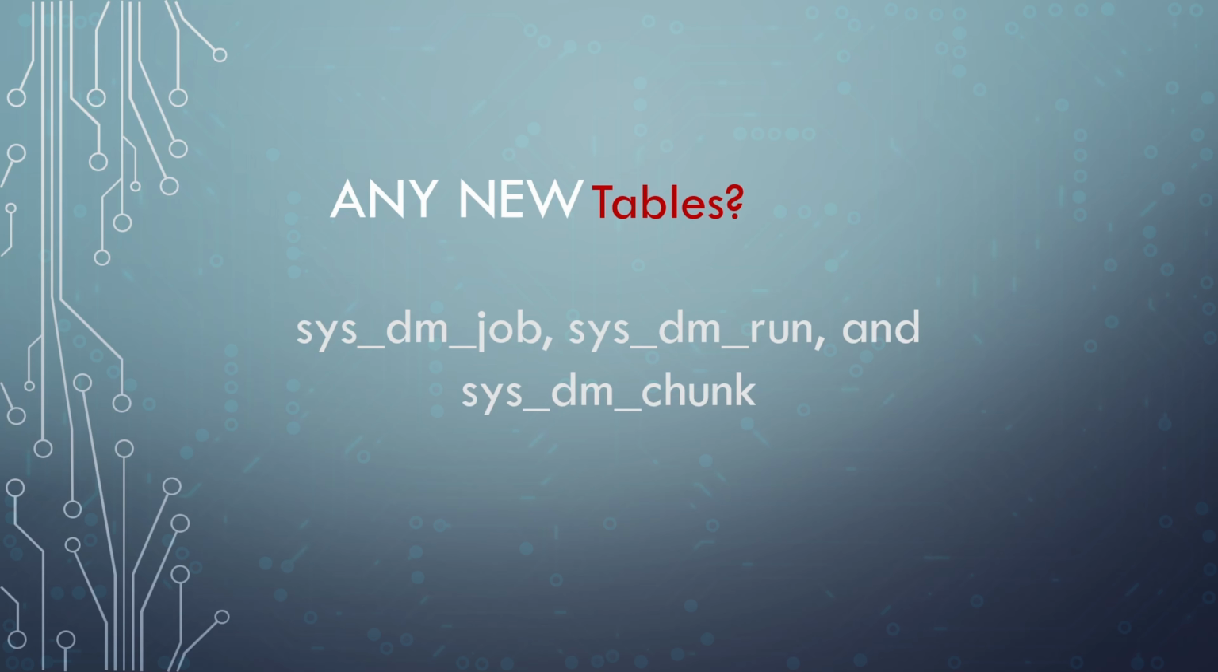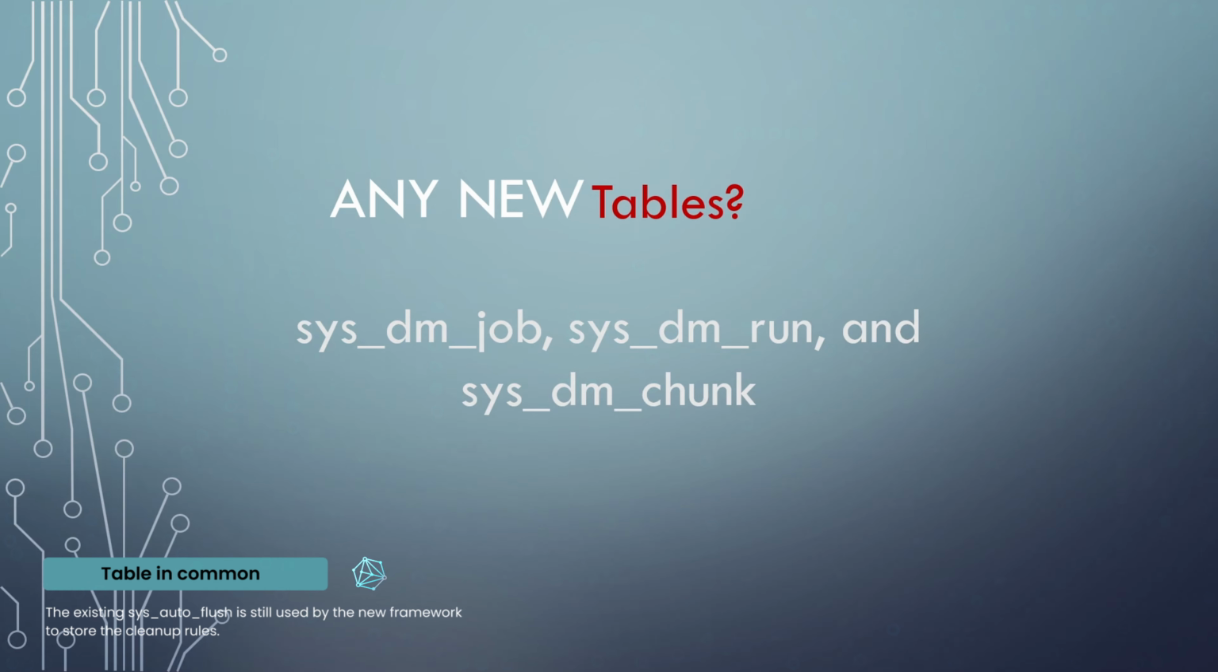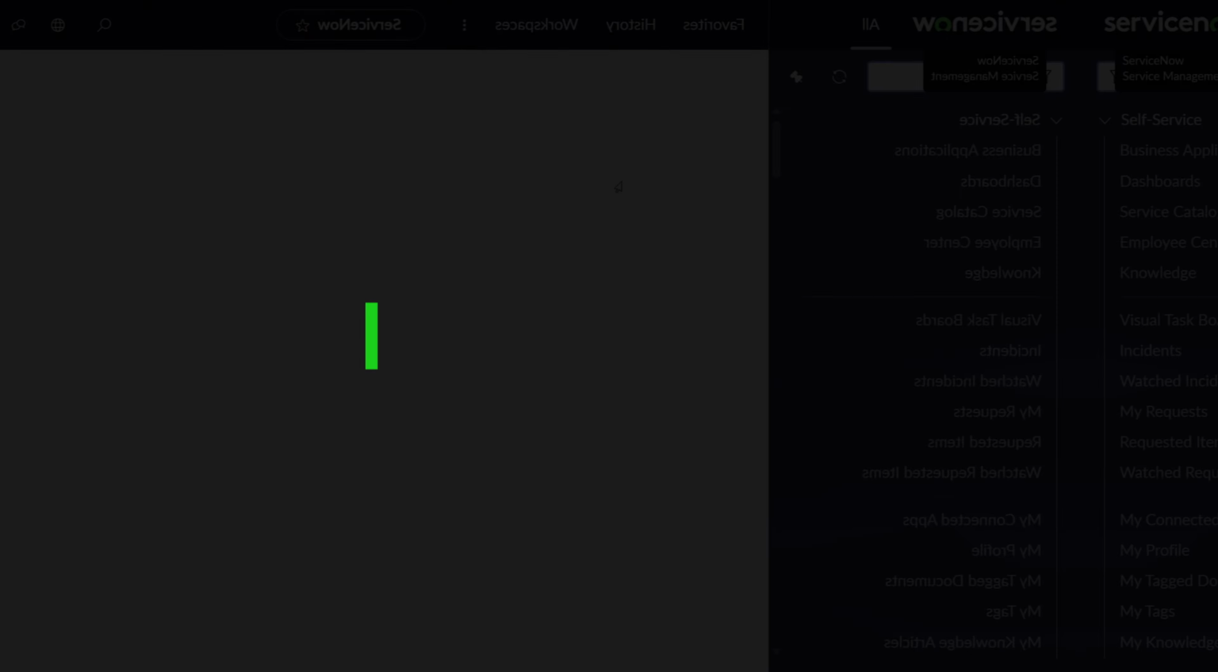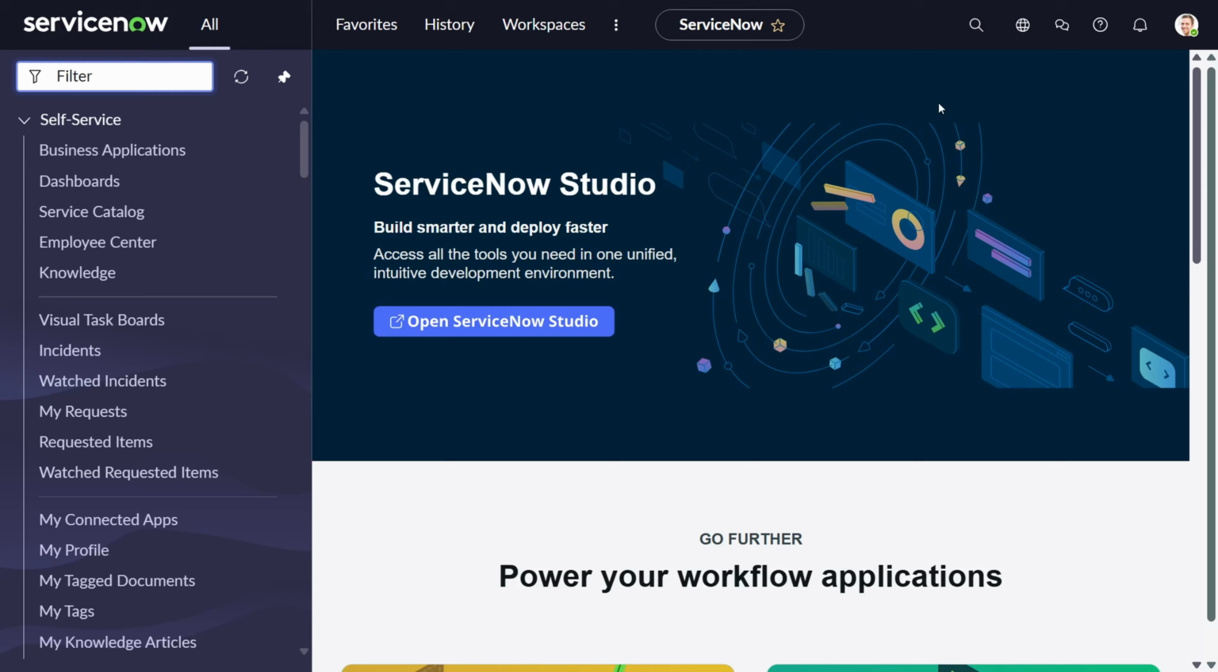These tables are not alone in delivering the whole functionality. The new tool still uses the existing tables which were introduced with the table cleanup tool, like the auto flush table, which was used by the table cleaner. It is still being used with the new framework. Now, enough of concepts. Let's get into the instance and see how this works.